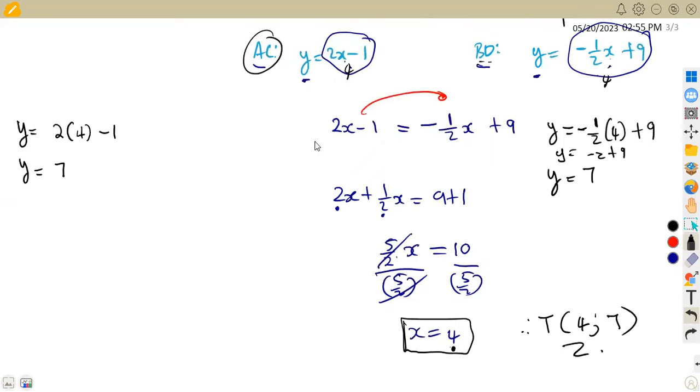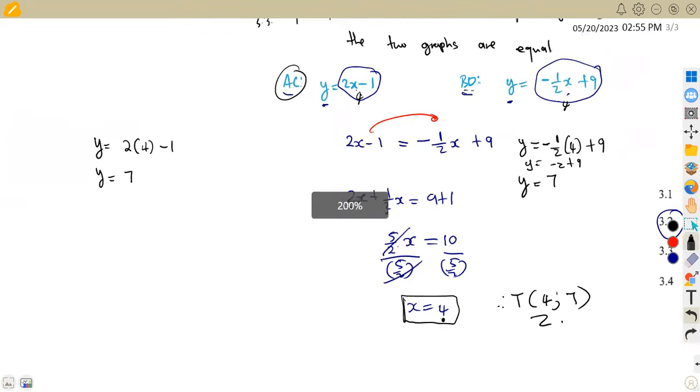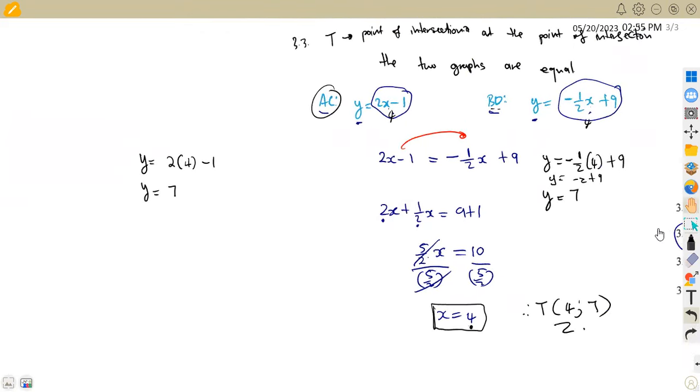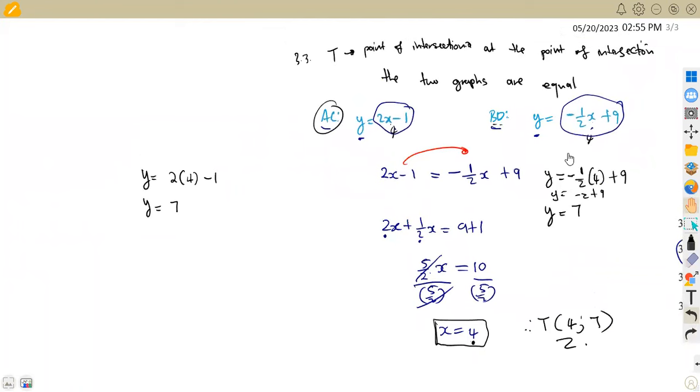Okay, so this is how we can actually find the point of intersection. You solve the given equations simultaneously. That is what you are simply saying. You simply solve the given equations simultaneously at the point of intersection.